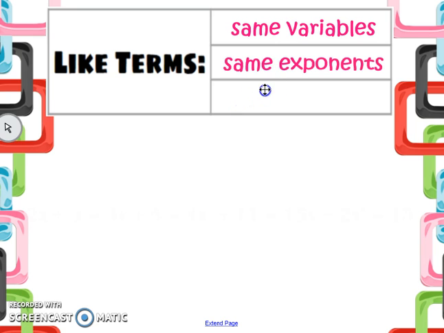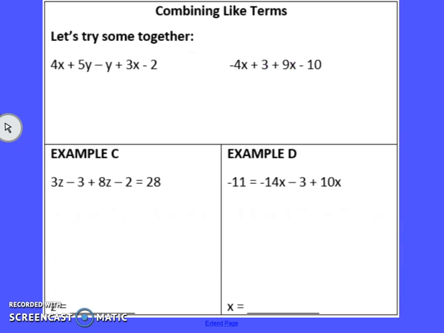Okay, they have to have the same exponent. X squared is different than just x. And order doesn't matter. It doesn't matter how you combine them, just as long as you have the same terms together. Let's look at what this looks like. We're going to do some examples together.